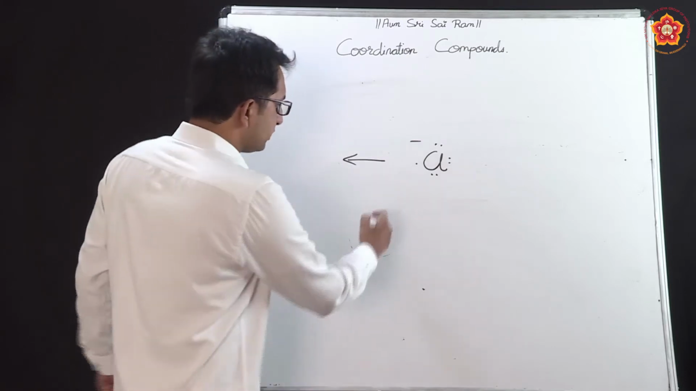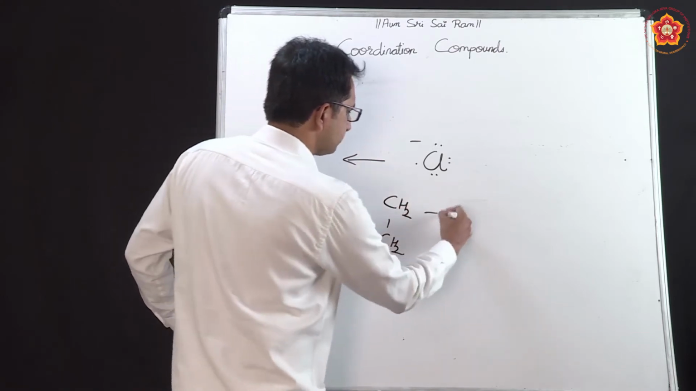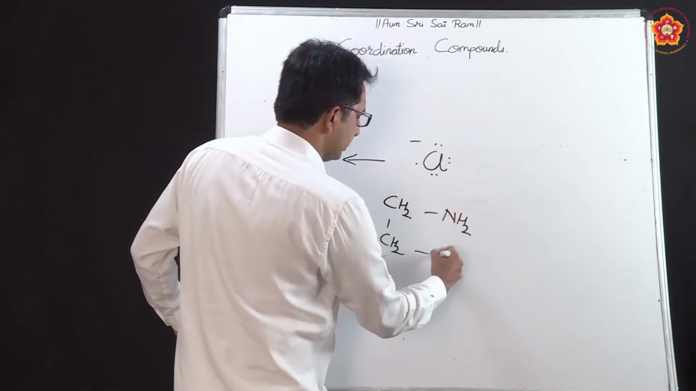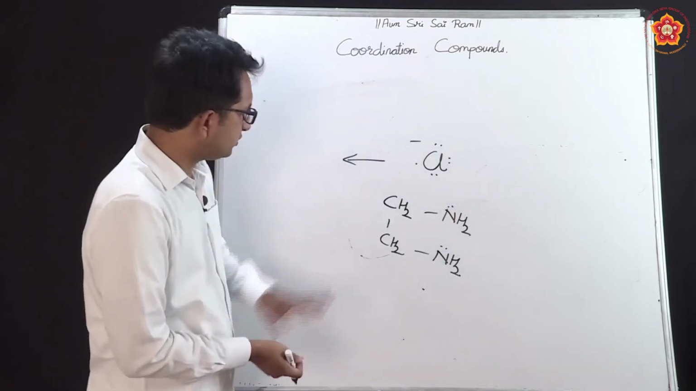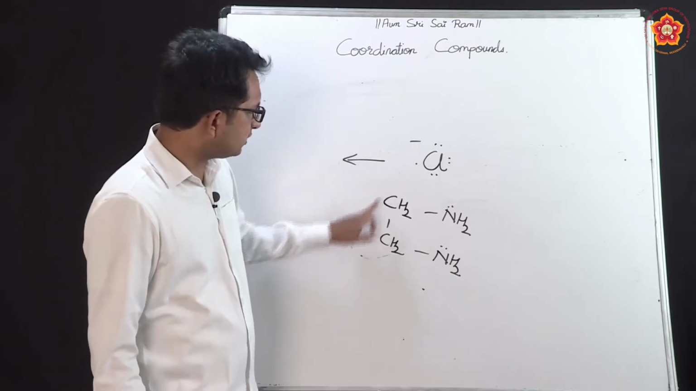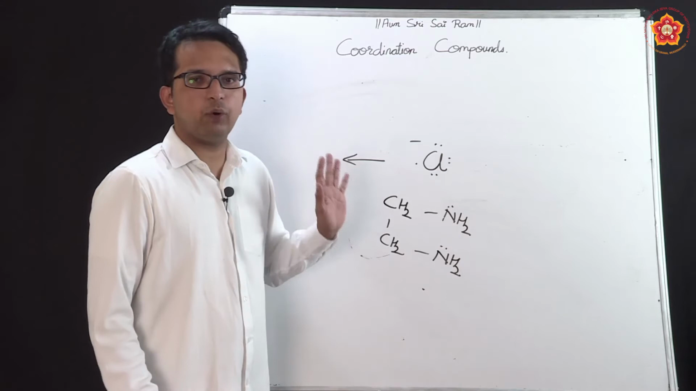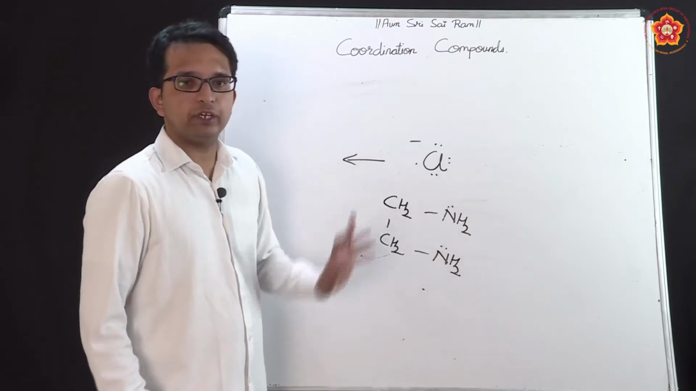What about bidentate then? We have an example like this: CH2, CH2, NH2, NH2. Now, how will you name this? If you see, CH2, CH2 can be called the eth system. So, I can name this as ethylene diamine, because 2 amine groups are there.